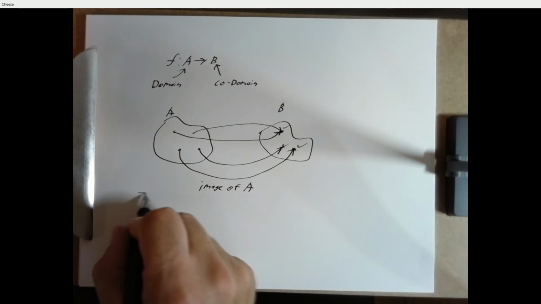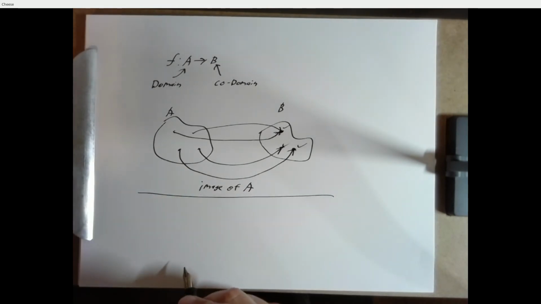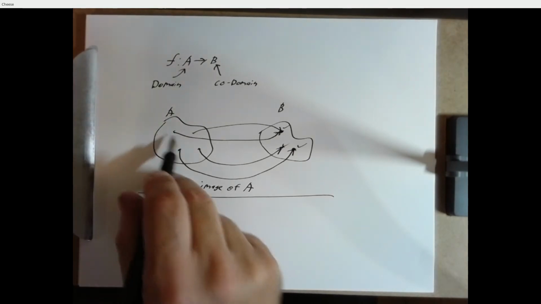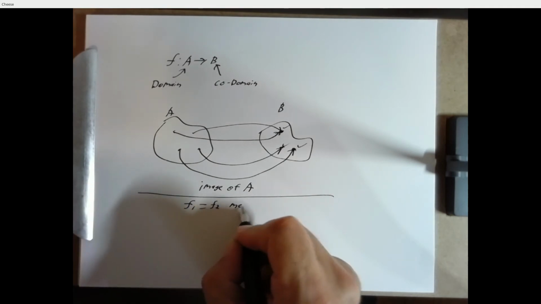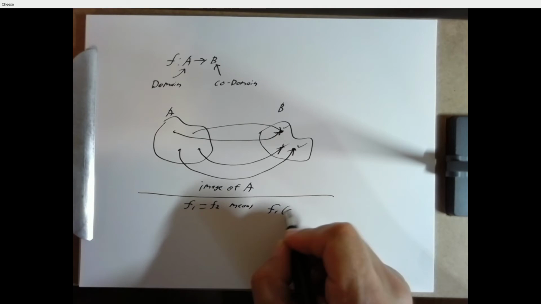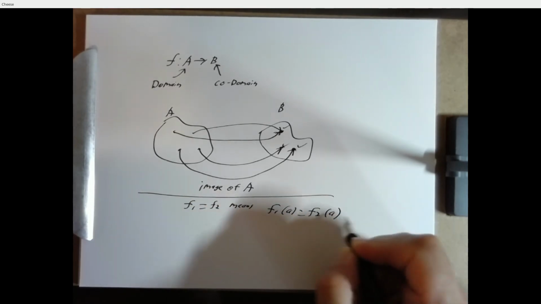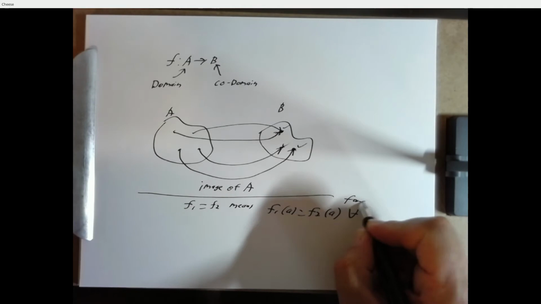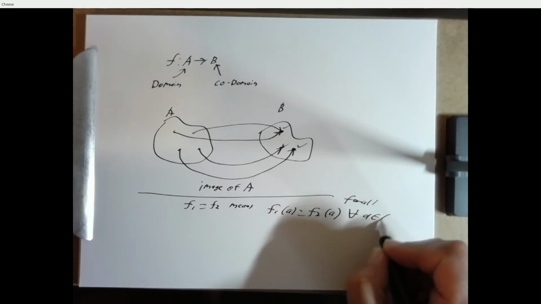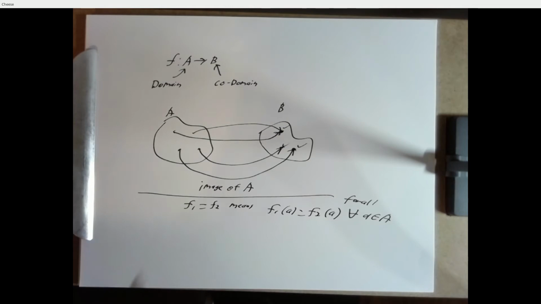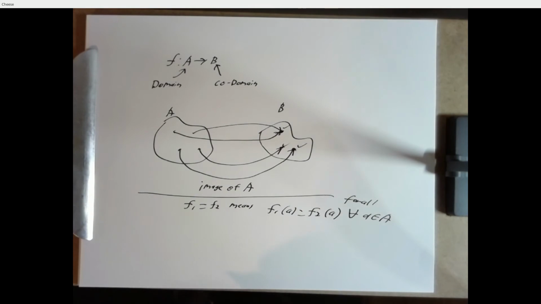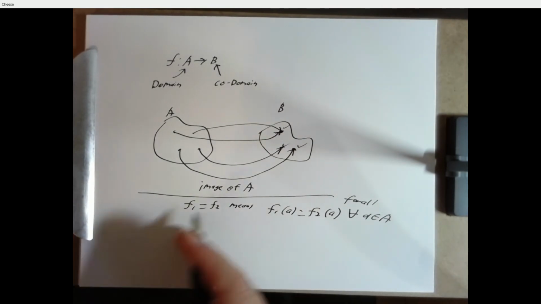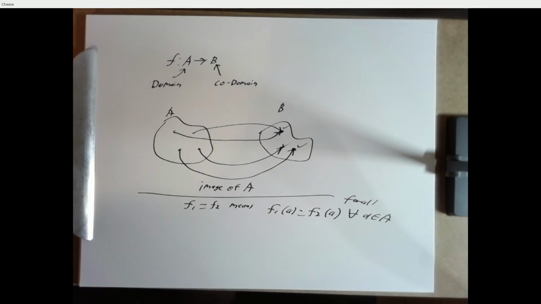Okay, so what does it mean for two functions to be equal? Basically means they have the same domain, the same codomain, and they each map points to the same values. So saying f1 equals f2 means f1 of a equals f2 of a, for all a contained in the set A. And it means that f1 and f2 both go from the same domain to the same codomain, so that this definition makes sense. So functions are identical when they basically map identical points to identical points.